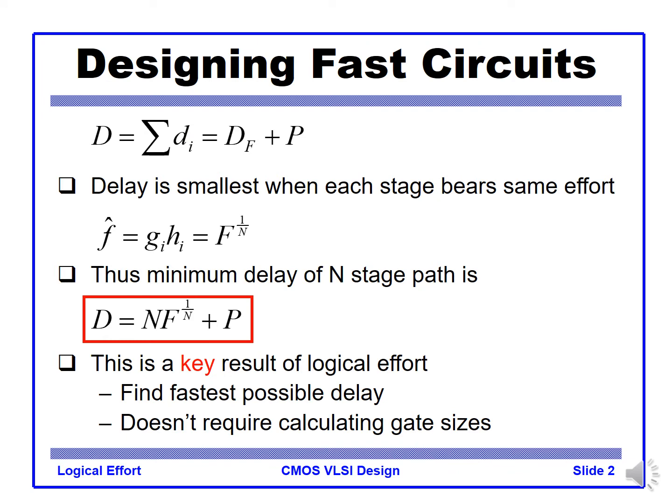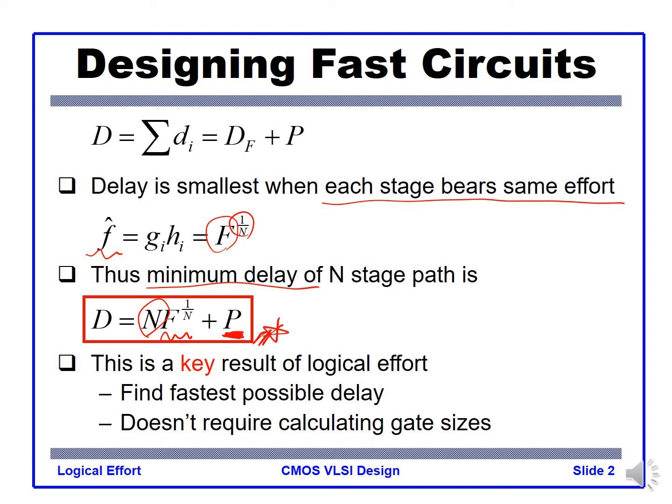Now, designing the fastest circuit, as I mentioned before, the smallest delay will happen when each stage has the same effort delay. So if you find the path effort and then take the nth root, that will give us the desired effort delay per stage. So the final minimum delay will be n times the minimum effort delay plus the parasitic delay. So this is the key result out of our discussion.